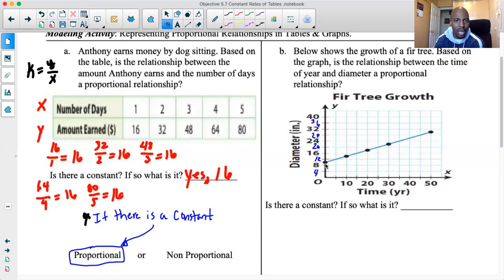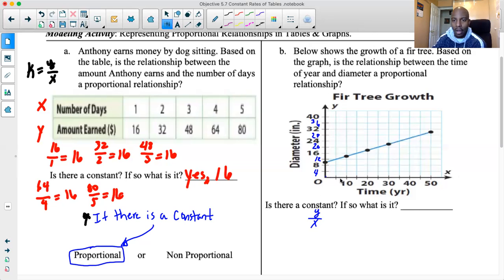Let's not use this first dot here, but let's identify the coordinates for the rest of these dots, because we need to calculate the constant. The formula for the constant, once again, is y divided by x. So in the end, we have to figure out what are the x's and what are the y's.